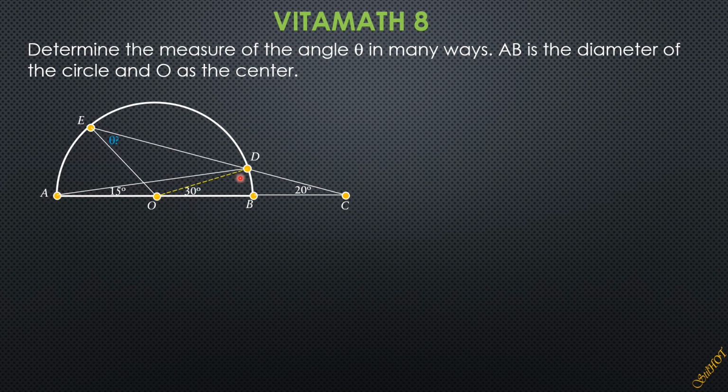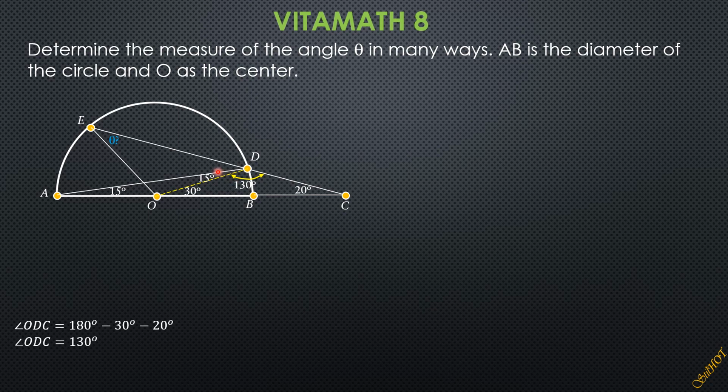Because this triangle AOD is also an isosceles triangle, and one angle is 15 degrees, so that is also 15 degrees. Therefore, the measure of this angle here, ODC, is 180 degrees minus 30 degrees minus 20 degrees. So angle ODC is equal to 130 degrees as shown. Then 130 degrees plus 15 degrees is 145 degrees.